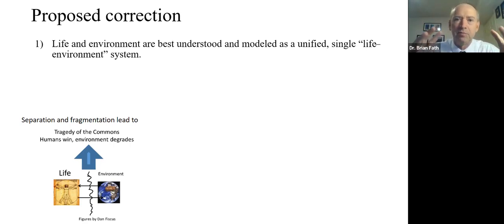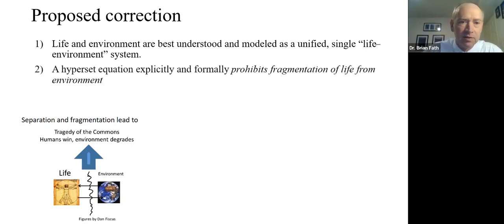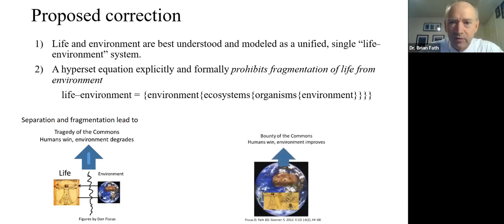We try to use that term in the book as life environment. Whenever we refer to life, it's life environment. There's not life independent, which I'll say more about in just a second. And we've actually constructed what we refer to as a hyperset equation, which makes this explicit, because this life environment conglomeration essentially combines environment at the largest scale, and within environment are ecosystems, and within ecosystems are organisms. Within organisms is the environment again. The minerals and the energies inside our bodies are the environment, right? So when environment shows up at the outside and the inside of this equation, it can't be fragmented.